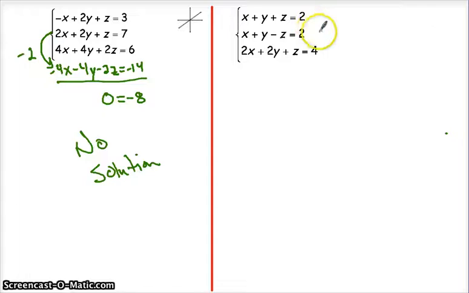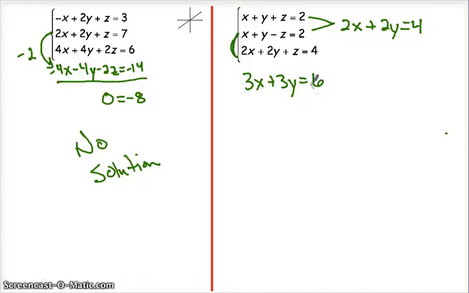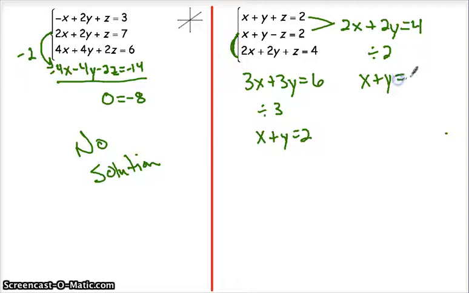Now, going back to this second set, looks like z would be a great thing to use on this one. So I'm going to go ahead and add my first 2 equations together, getting 2x plus 2y equals 4. If I add the second 2 together, notice the z's will also disappear there. So we're going to have 3x plus 3y equals 6. And again, I'm going to go ahead and divide by 3 here, giving me x plus y equals 2. If you divided everything up here by 2, I would actually have x plus y equals 2.